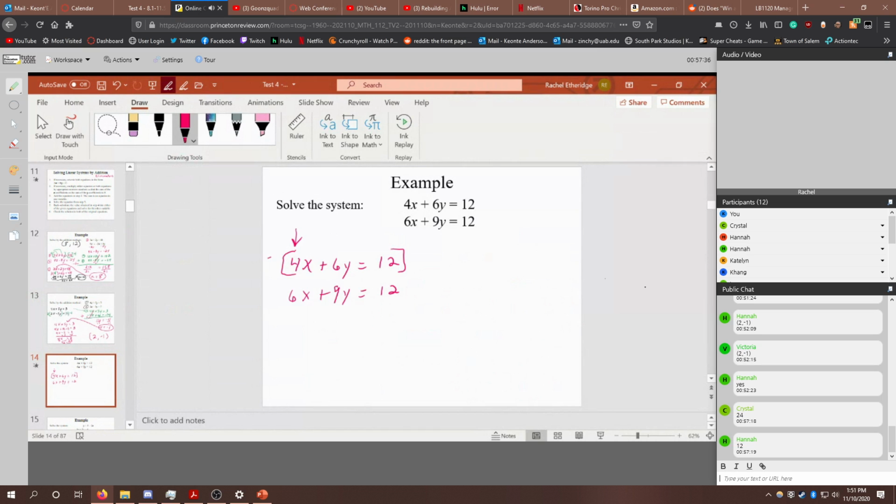So I'm going to multiply this one by 3, and I'm going to multiply this one by negative 2. Now, again, you can multiply the top one by 6 and the bottom one by negative 4 if you want to. You can also divide both equations by something, but I'm just going to multiply by 3 and negative 2. So I get negative 12x for the bottom one.